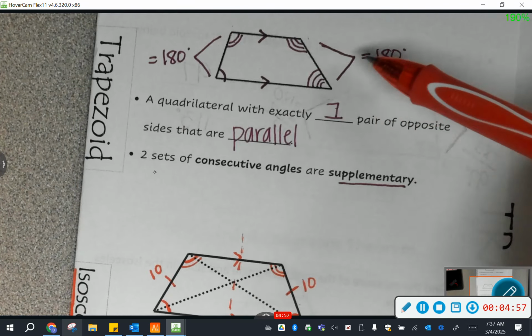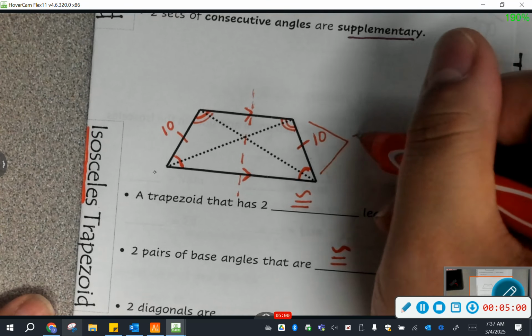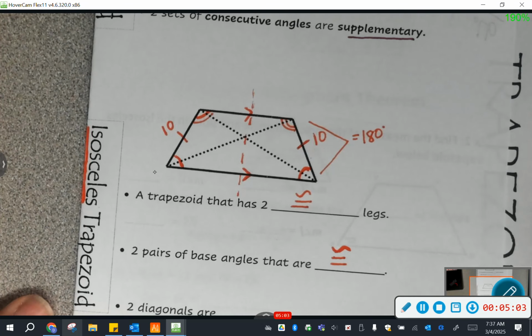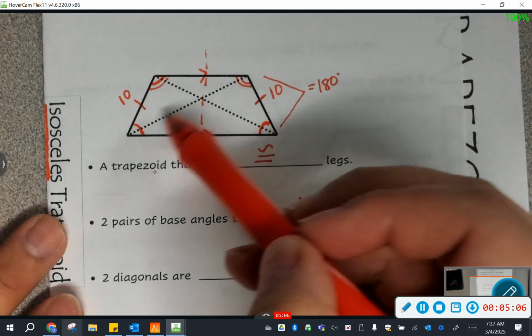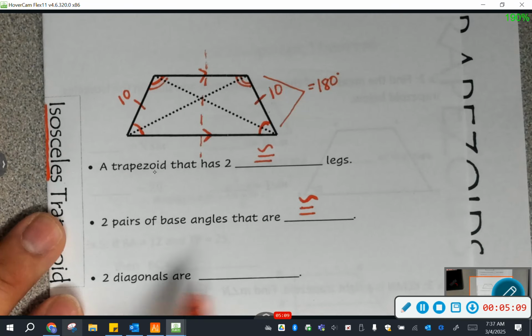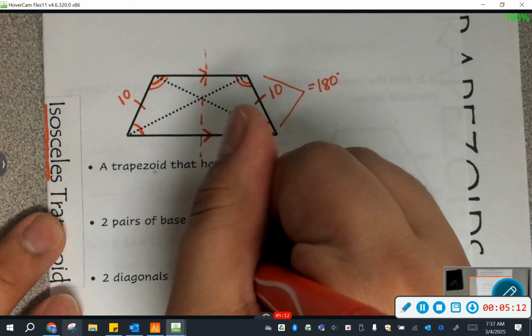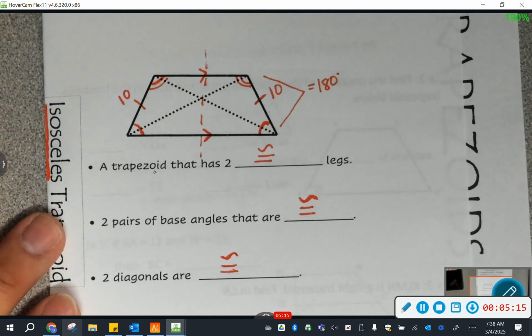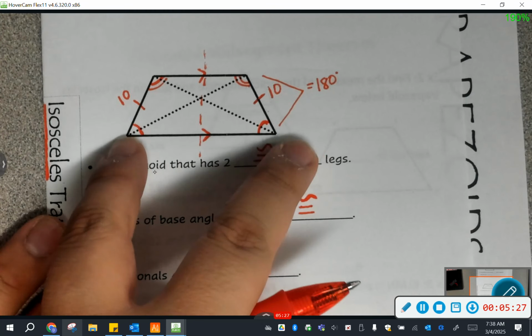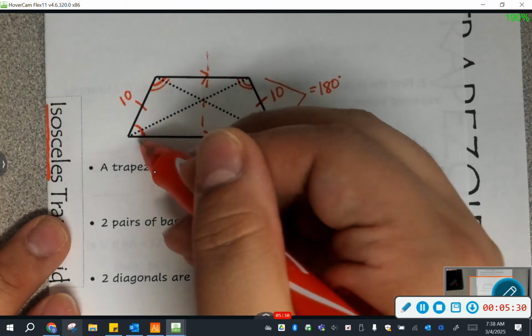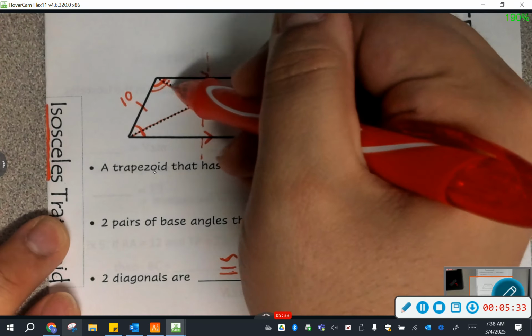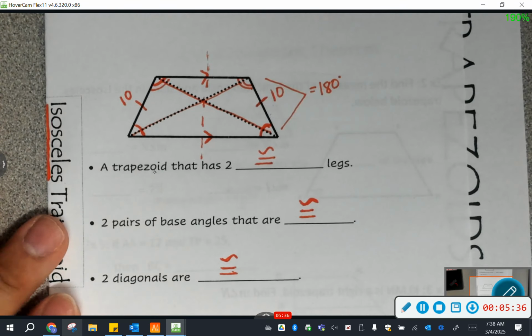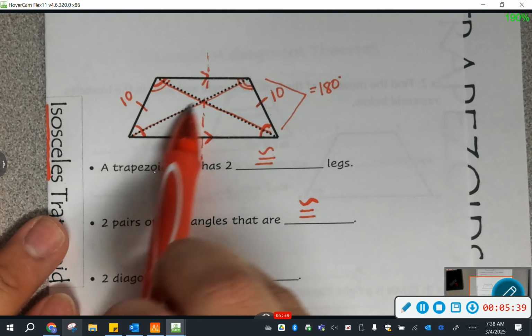It still applies right here. These right here still add up to 180. My angles still add up to 180. The other thing is that because they are the same on both sides, diagonals are also congruent. So whatever my diagonal is, they'll be the same. Wouldn't that be the same as the two pairs of base angles? That's talking about the angles right here. This one right here is if I draw this diagonal and I draw this diagonal, they're the same length. But it's not bisected. It's not going to be the same on both sides. It's just the whole thing is the same.